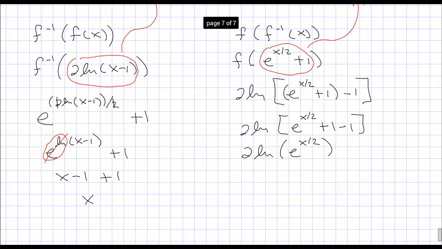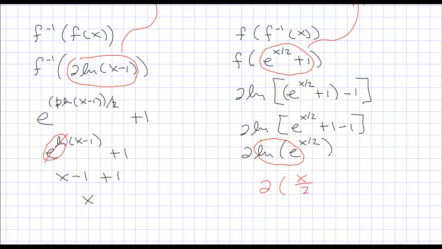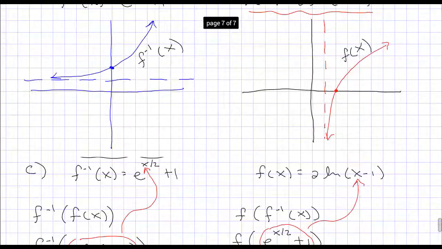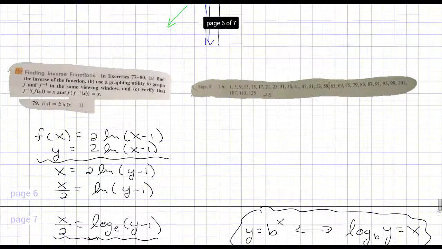Another note, when you have ln of e, let me circle it in red, the exponent just comes down. So now it's 2 times x over 2 directly. The 2's are going to cancel, leaving you x again. And that's what you were supposed to show, that both of them got you just x. So that is the end of all of that for number 79.